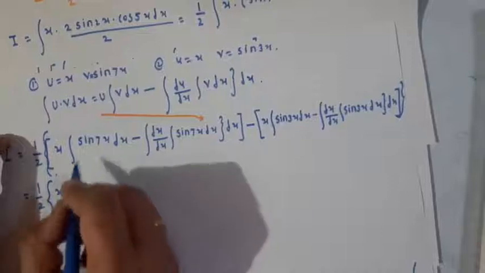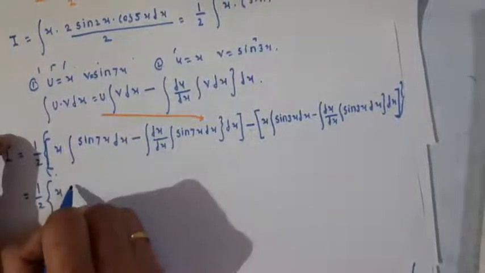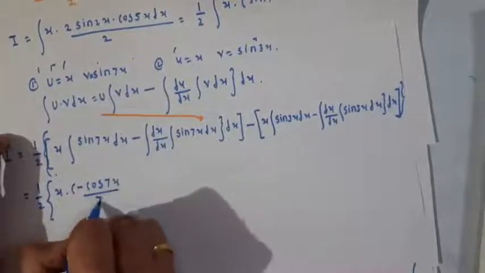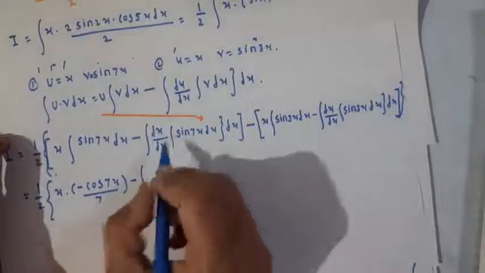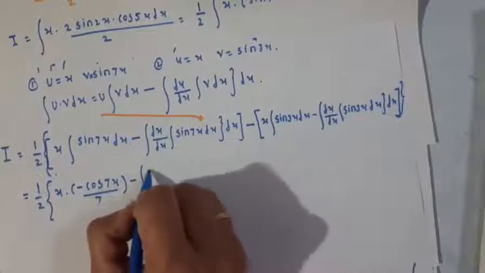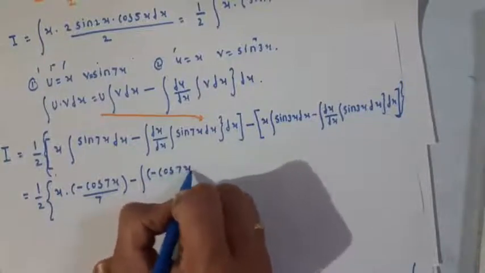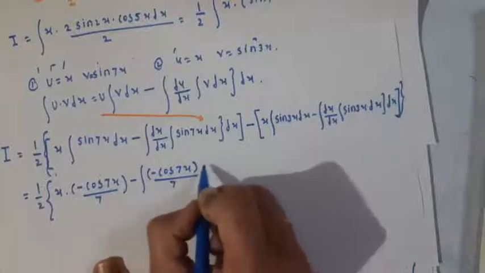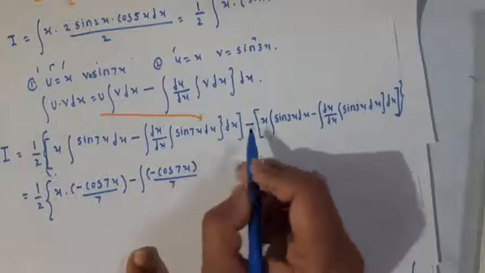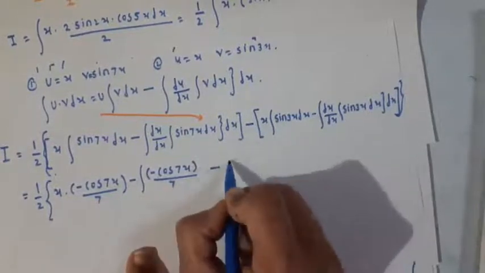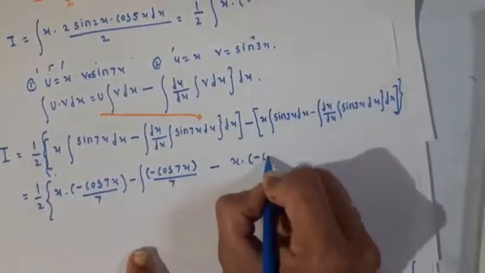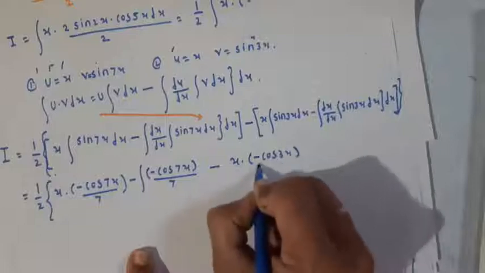And now this is equal to 1 by 2, x as it is, integration of sine of 7x is minus cos of 7x upon 7, minus integration of x with respect to x is 1 and integration of sine of 7x is minus cos of 7x upon 7. This is the first term. Okay, and now the next term, that is minus x as it is, integration of sine of 3x is minus cos of 3x upon 3.